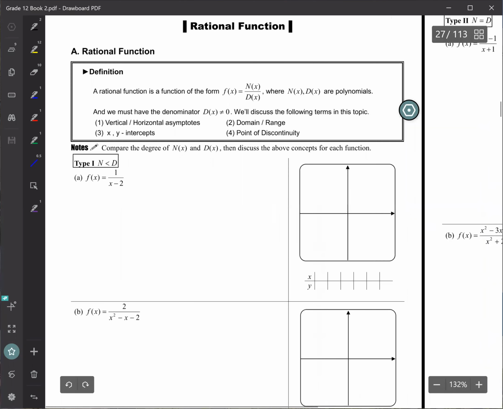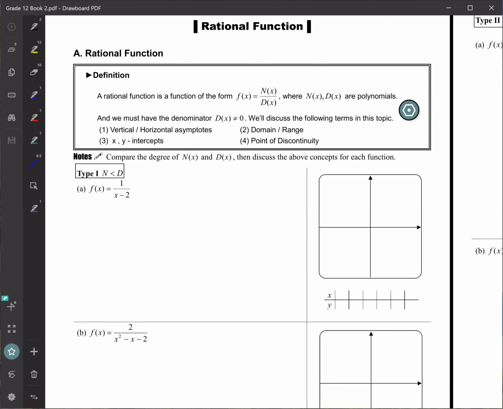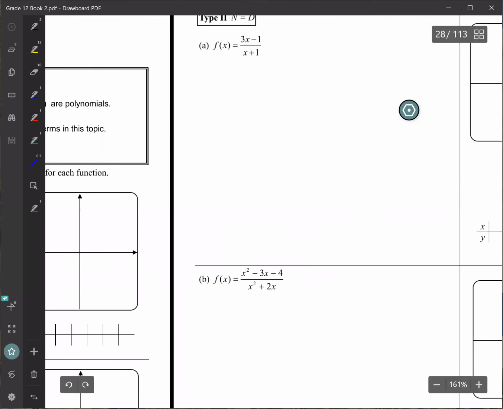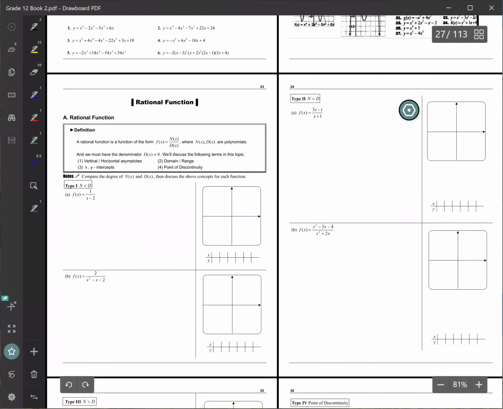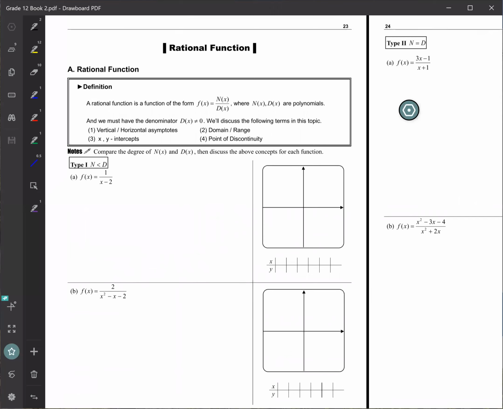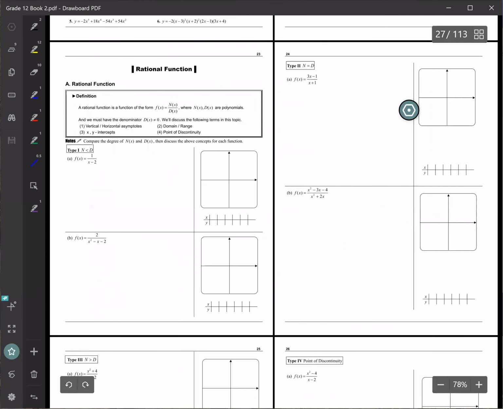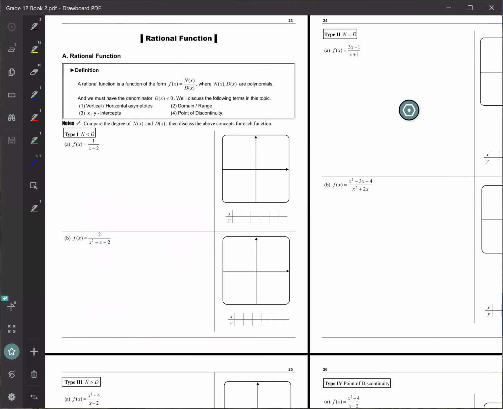Okay, so rational function. Rational means anything that can be written as a fraction, right? So you can see that here all the functions have a fraction look, like these ones. They all have fractions. So in this topic, we'll be learning how to graph them. And I grouped them into 4 different types. The types depend on the degree of the numerator and denominator. Depending on the numerator and denominator degree, we have different ways to draw them.